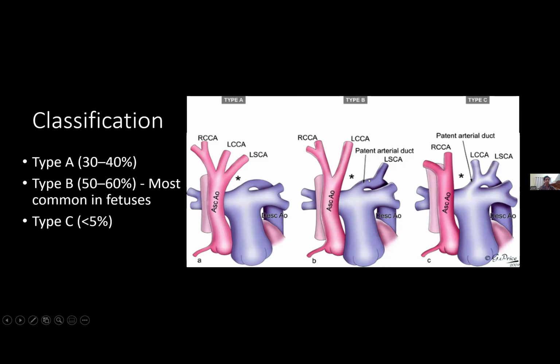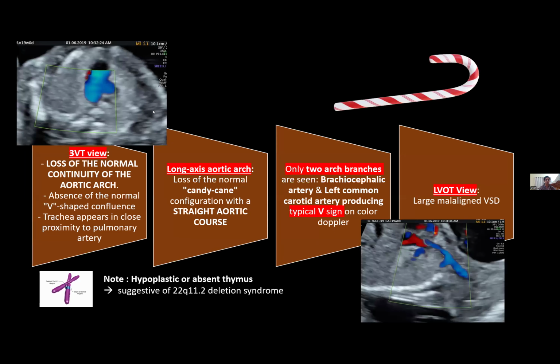Type B is the most common type and it occurs between the left common carotid and the left subclavian artery. It is associated with a large malaligned ventricular septal defect and has a strong association with 22q11.2 microdeletion syndrome. In type C, it is between the innominate artery and the left common carotid artery. We'll now focus on the key sonographic findings that distinguish interrupted aortic arch from the coarctation of the aorta.